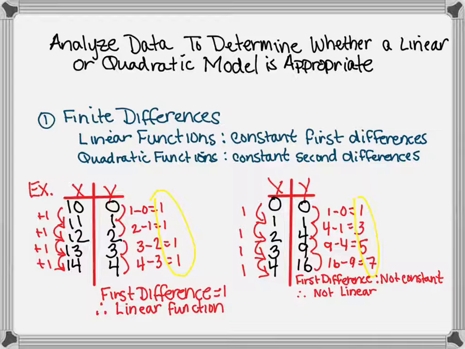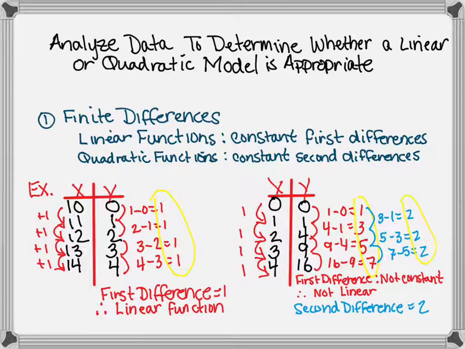But we're going to repeat this process on these first differences and look at our second differences. So from 1 to 3, we'll look at 3 minus 1, and our difference is 2. From 3 to 5, we'll look at 5 minus 3, and our difference is 2. From 5 to 7, we'll look at 7 minus 5, and our difference is 2. So these 2's are our second differences, and here they're constant. So here, our second difference equals 2. And because we have a constant second difference, that means this is a quadratic function.